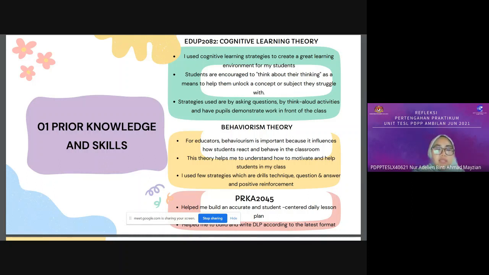I choose to use cognitive learning strategies to create a great learning environment for my students because, as I said earlier, they are encouraged to think about their thinking as a means to help them unlock a concept or subject they struggle with. As we know, some learners struggle with more things than others. The fast learners have particular things that they are struggling with, and the same applies to the weak, low proficiency students, who struggle more and more to understand what I am conveying to them, what I am trying to deliver to them during the lesson.